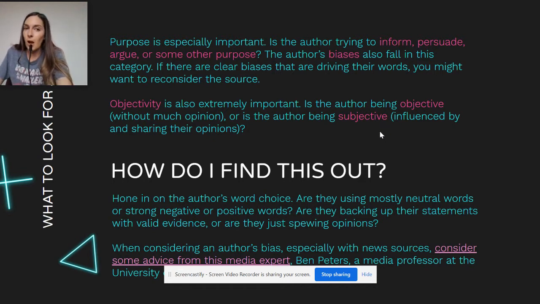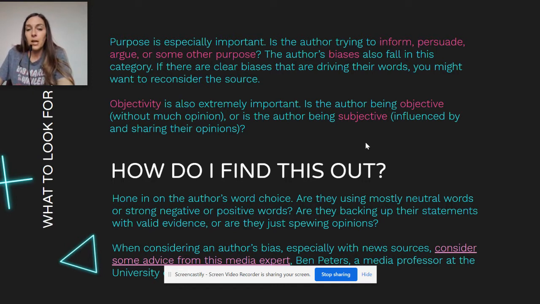So the best way to figure out if somebody is staying objective or not, if they have a lot of biases or not, is to look at their word choice. If they're using a lot of neutral words, that's a good sign. If they're using a lot of words that feel really negative or really positive, that's a bad sign. You want to make sure that they're backing up their statements with valid evidence, not just spewing their opinions left and right and making outlandish claims that they can't verify.